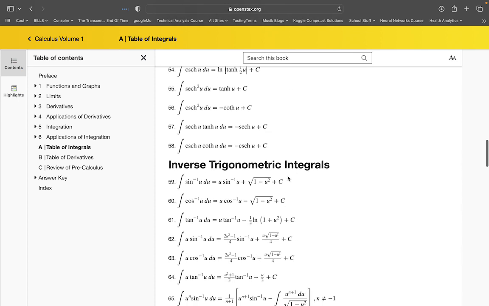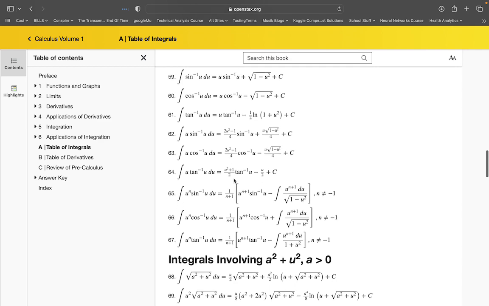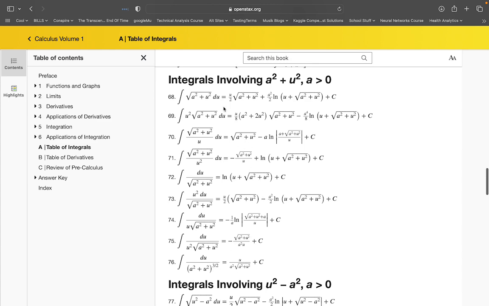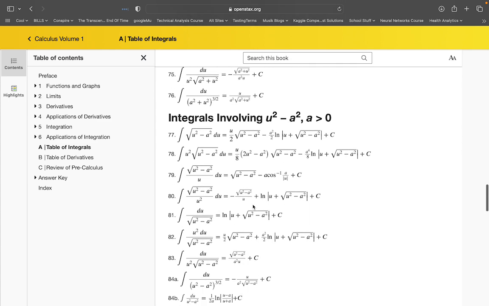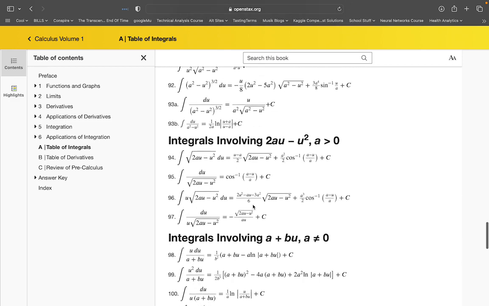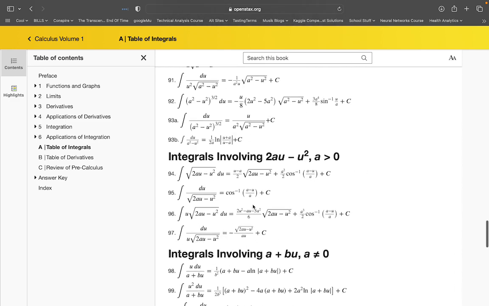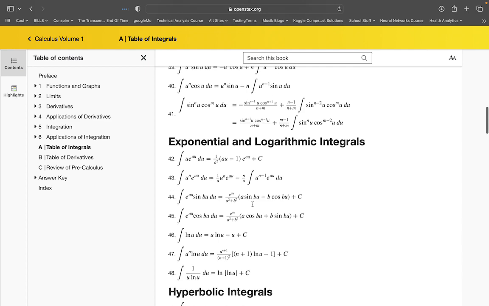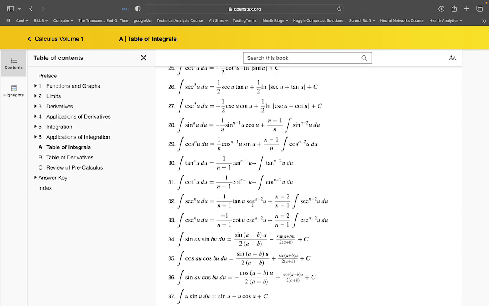Scanning through here, you can see they're more or less complex, some of these integrals involving a squared plus u squared. We've seen some of these obviously, but there are many more here. This is actually what I would think of as a limited list of integrals. I've seen some that are hundreds and hundreds, not just 100. But basically, all of the formulas in here can be verified. You could spend the time working on any one of these to verify that these formulas are true.